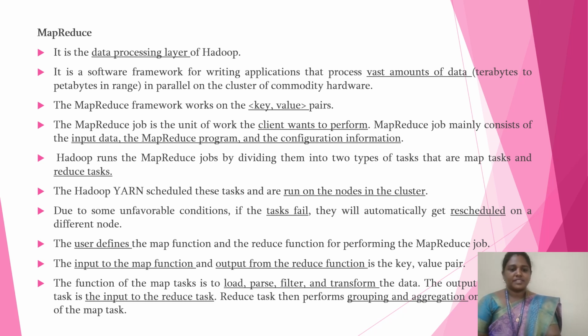The main functions of the map task are to load, parse, filter, and transform. You already know about ETL: extract, transform, and load. The same main concept is applied here. The output of the map task is the input to the reduce task. The reduce task then performs grouping and aggregation on the mapped data, so it is reduced.